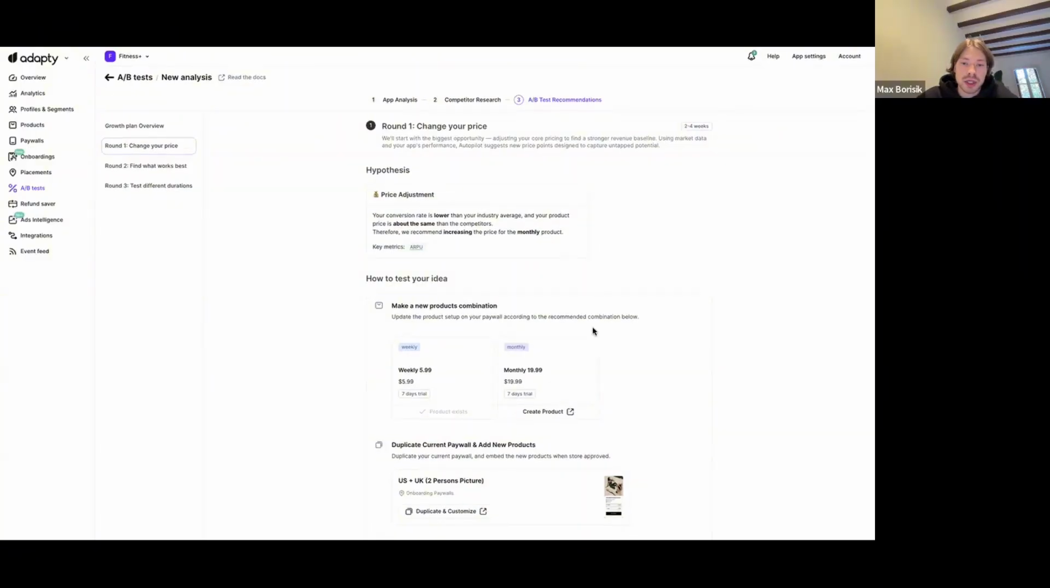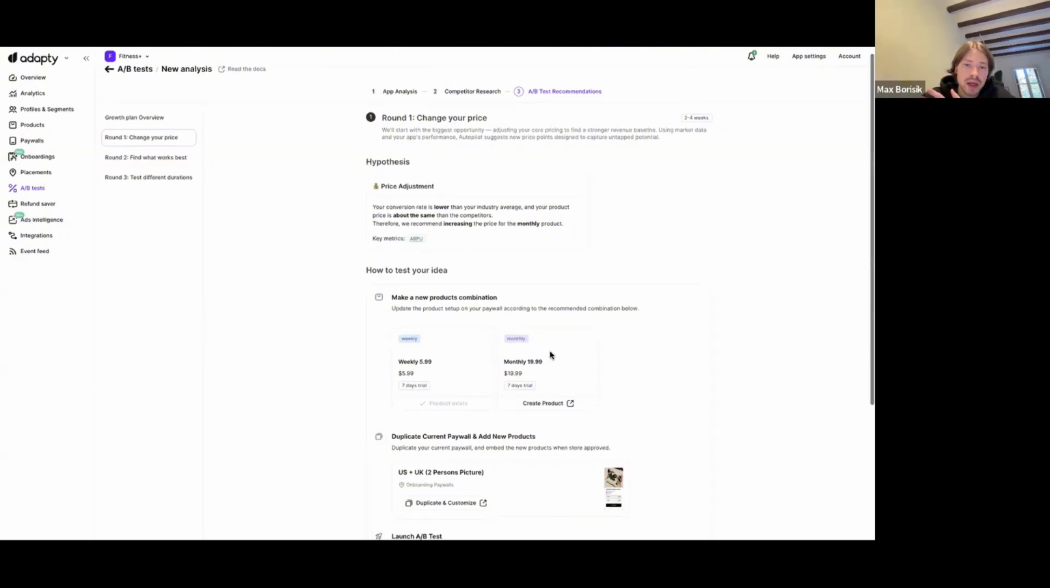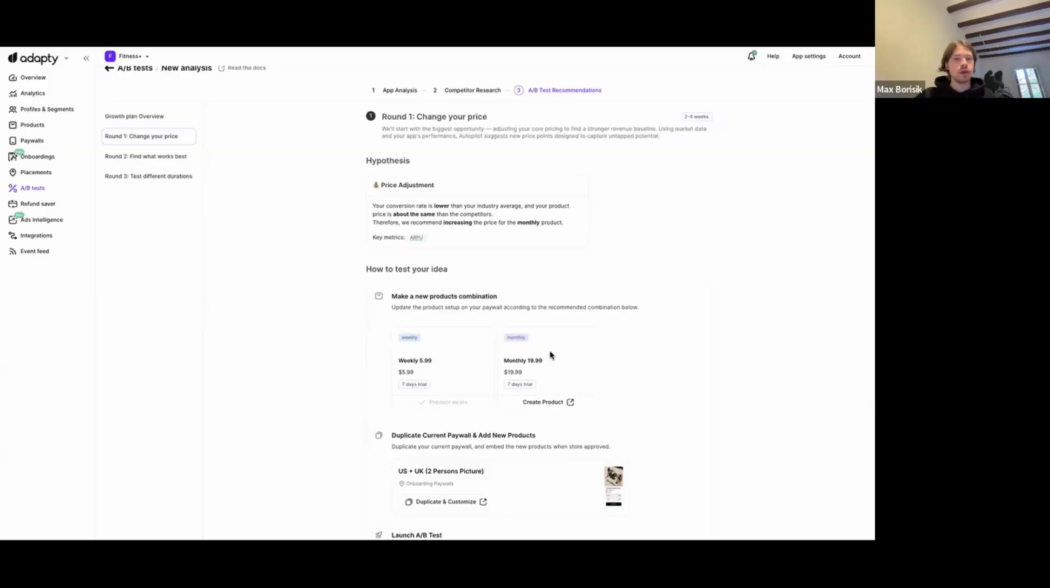And the idea here is just to keep the weekly as it is. So the weekly price, the weekly duration, remains the same, but we suggest trying to increase the monthly product because we see that there is some potential and maybe we will get a better result if we do it. So the algorithm here suggests trying out the new monthly price, and the idea in this flow is that we simplify the way you test your idea. So we give you the recommendation that, okay, you need to try out the new monthly product.